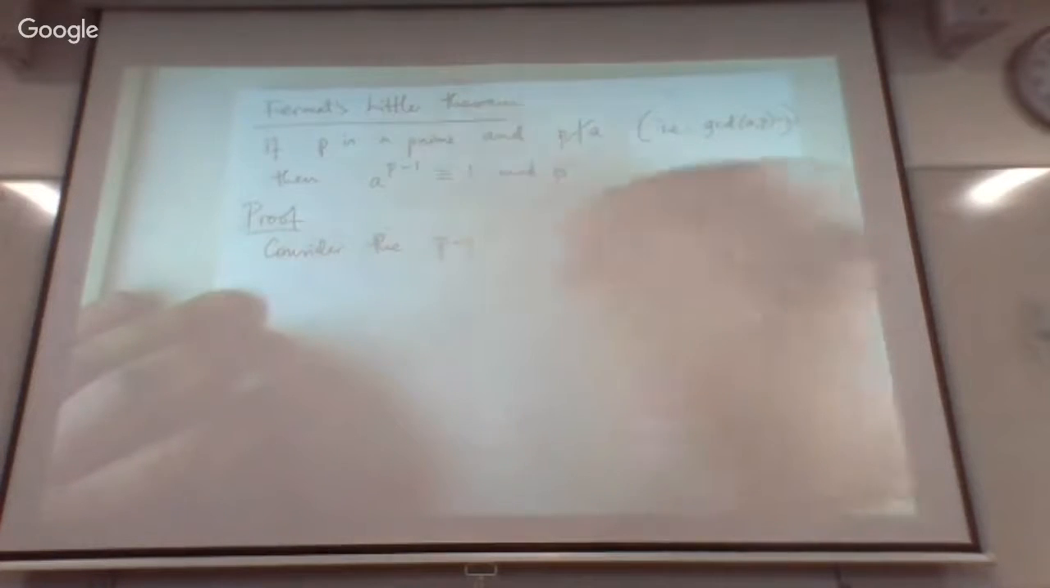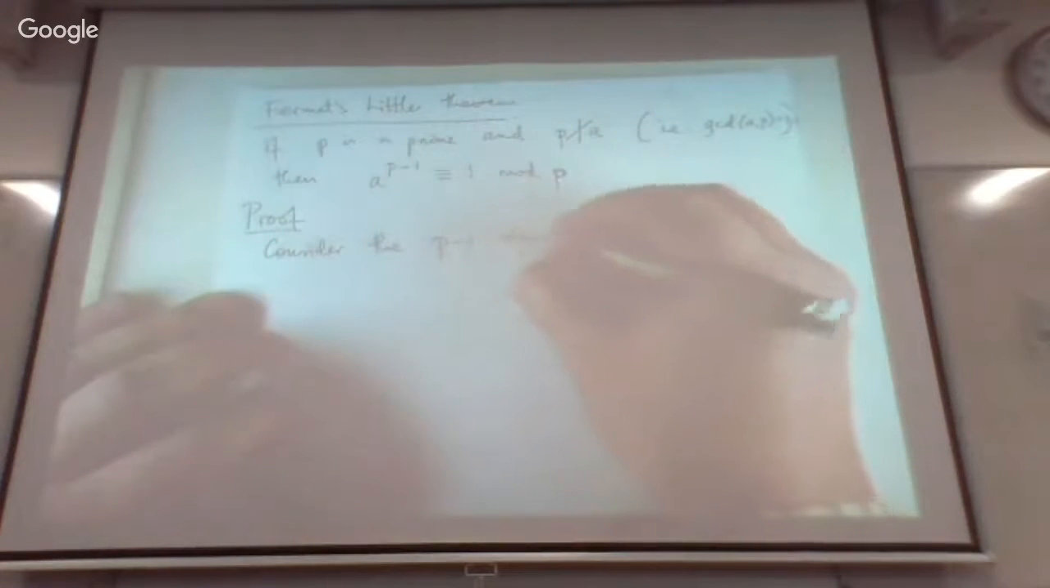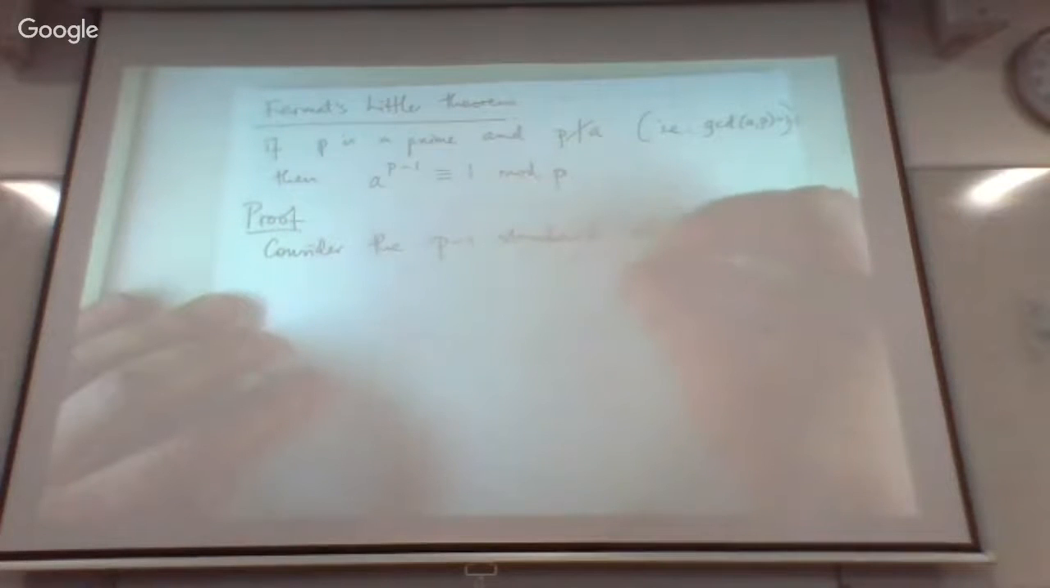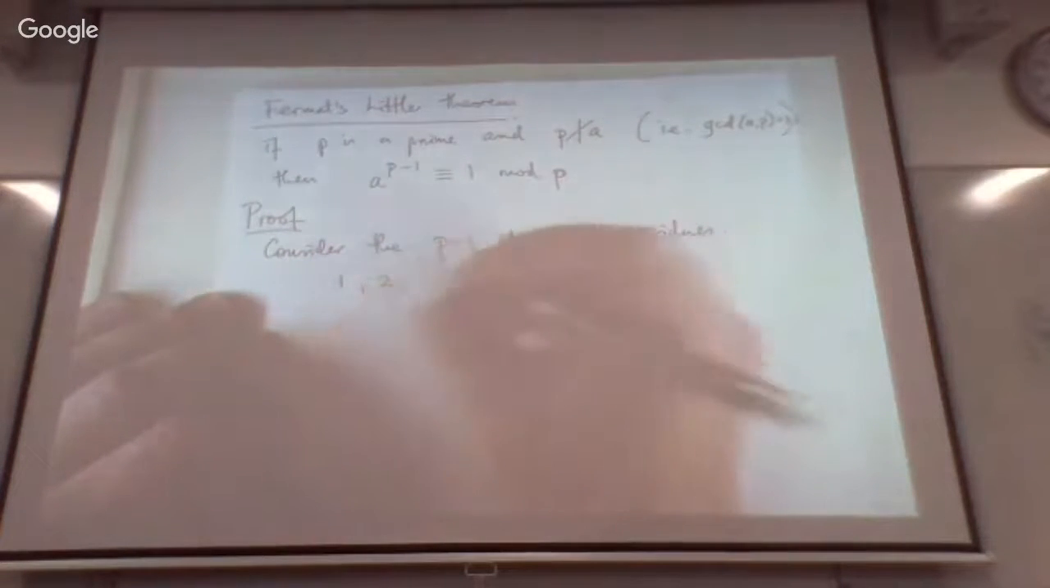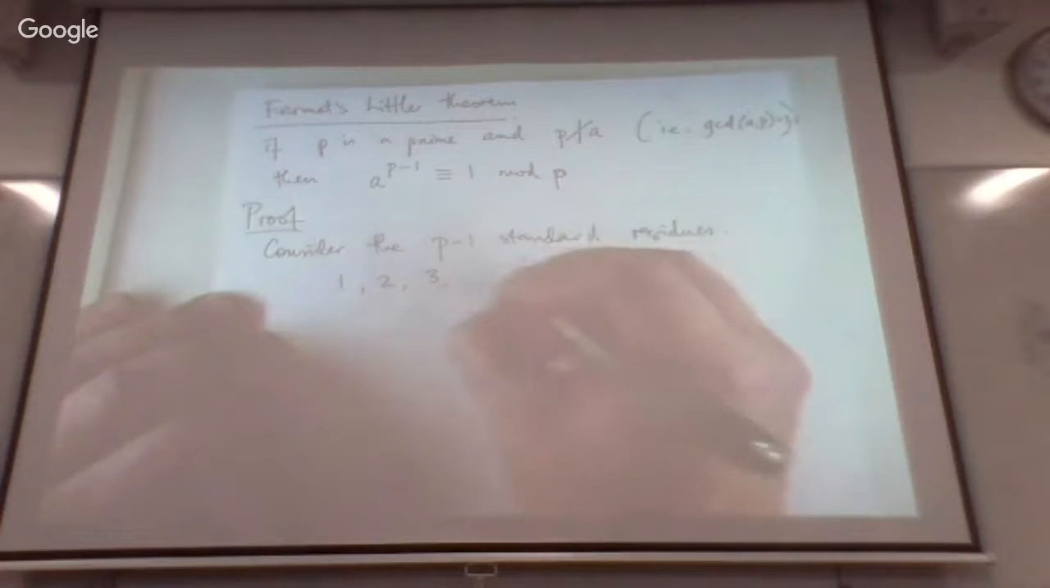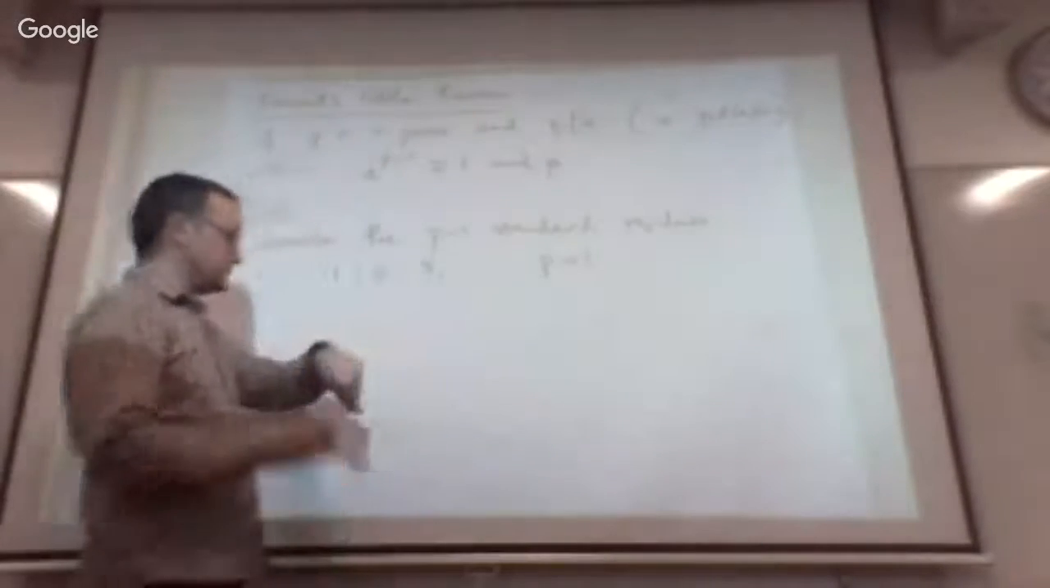So we consider the P minus 1 standard residues. What do I mean there? I mean the standard representatives of the congruence classes modulo P. But we're not considering 0. 0 is not in the game. 0 is not interesting from a multiplicative standpoint. If you multiply anything by 0, it's immediately 0. 0 kills them. Okay?